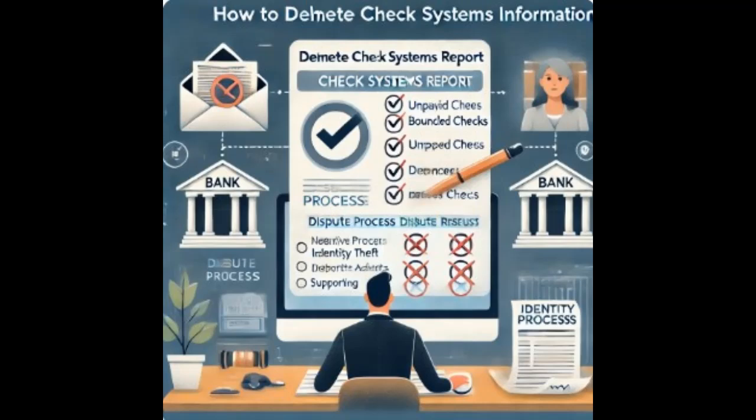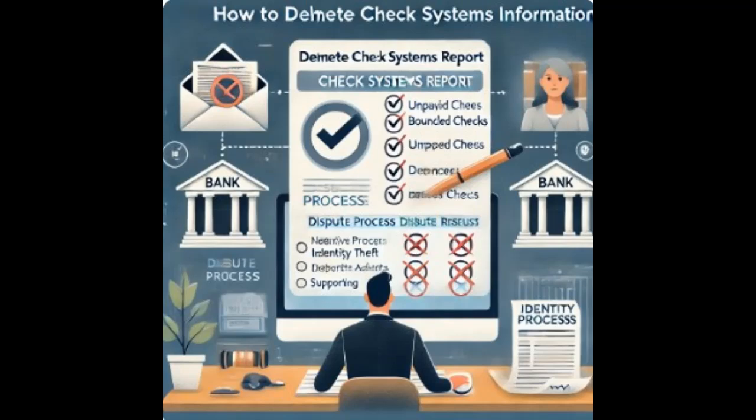How to dispute incorrect information. If you find errors in your Check Systems report, follow these steps to dispute them. Access the Dispute tab. Select the issue you want to address, such as incorrect names, addresses, or account information. Provide reasons and documentation. Explain why the information is incorrect. Upload supporting documents, e.g., identity theft affidavit, police report. For fraudulent accounts or identity theft-related issues, visit identitytheft.gov to create an affidavit. Submit the affidavit with your dispute.